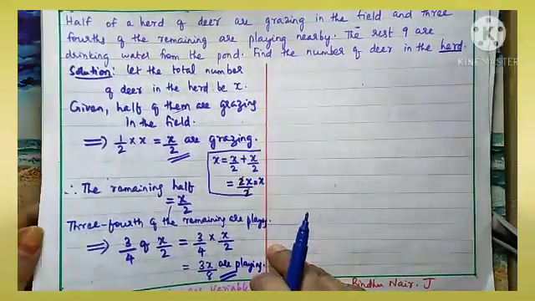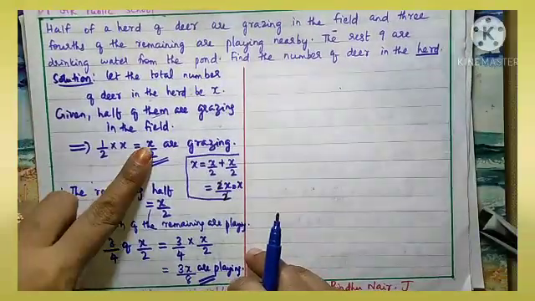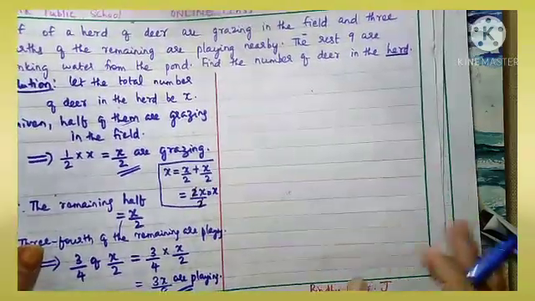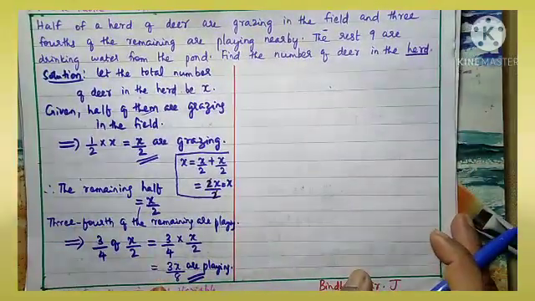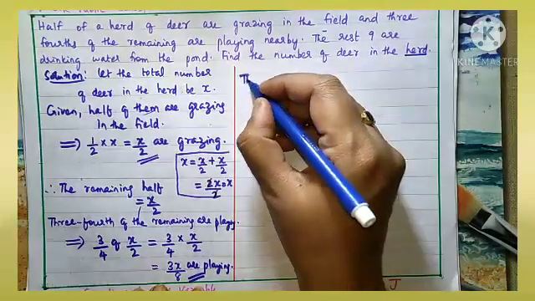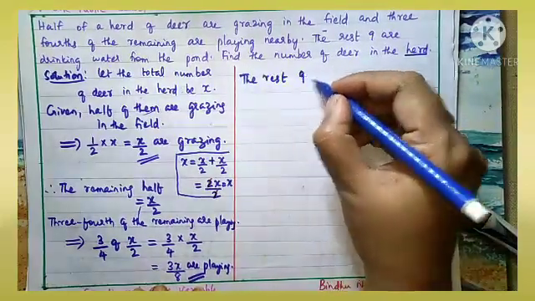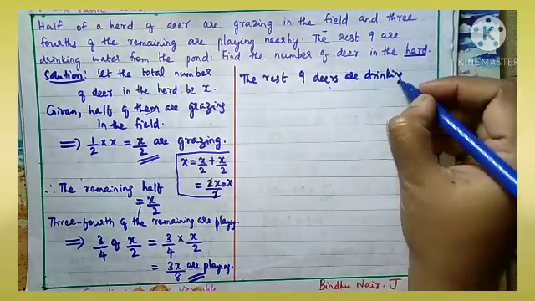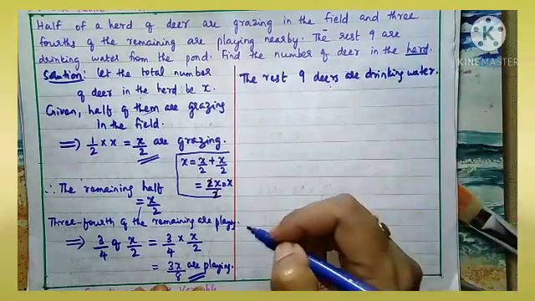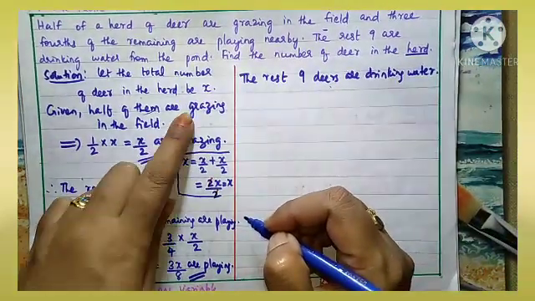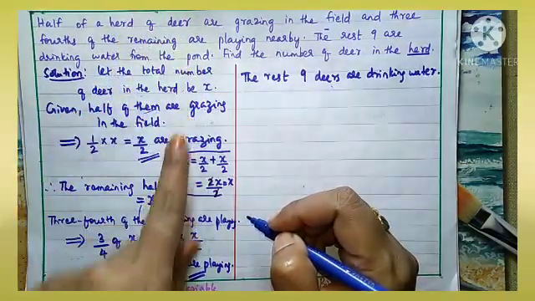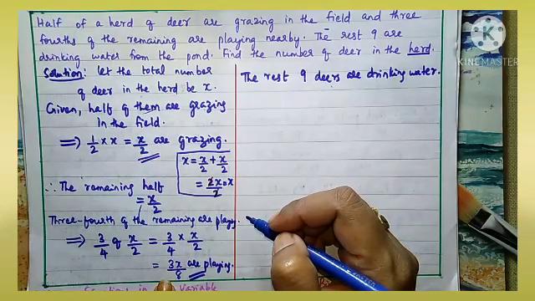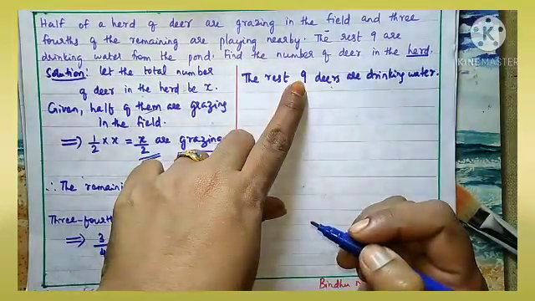Understand? Now what is remaining? So one part is grazing, one part are playing, and what is the rest of the deer doing? Yes, they are drinking water. So the rest, 9 deer, are drinking water. Understand? Now all the three categories we mentioned here: x by 2 are grazing, 3x by 8 are playing and 9 are drinking water.